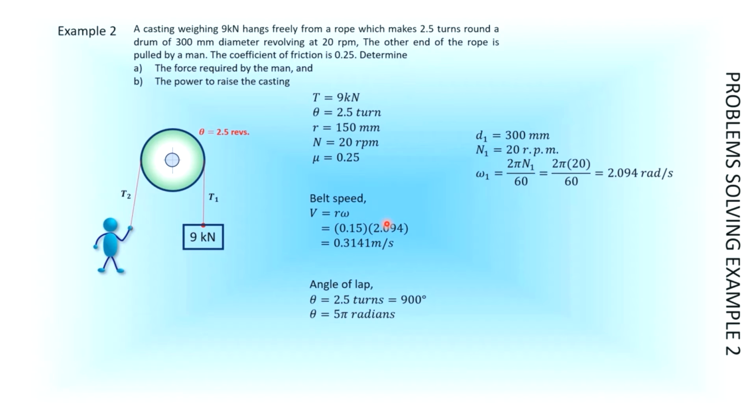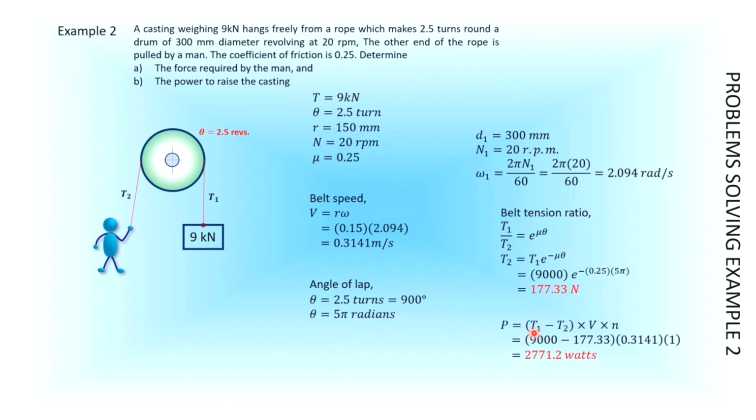So you can find out the speed, substitute here to find out the tangential velocity. By applying the belt tension ratio of T1 over T2 equals exponential mu theta, to find out T2, you have 177.33 Newton. So the question asks us to find the power. We can use the simple definition of power for belt and pulley drive: T1, T2, velocity of belt and number of belts. So you got 2771.2 watts.